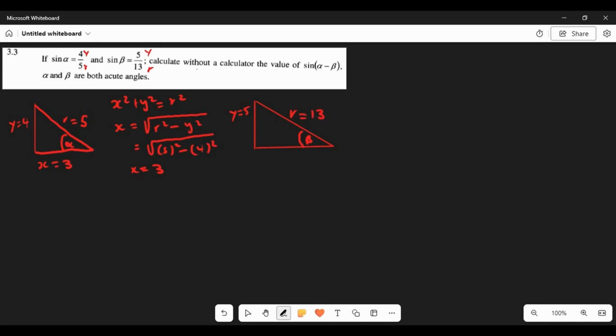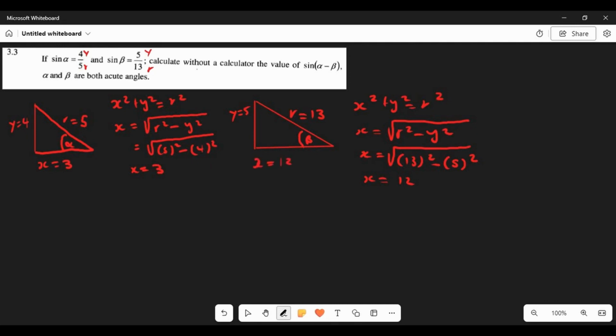Alright, so if we continue here, what are we going to have? We're going to do the very same thing that we did here. We're going to use Pythagoras' theorem. Then we make x the subject of the formula. Then we substitute there. So what is our r squared here? Our r squared is going to be 13 squared minus, what is our y squared? 5 squared. Now if you put this on your calculator, the answer must be 12. Our x is going to be 12.